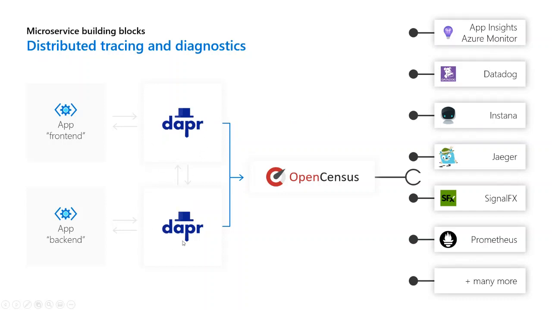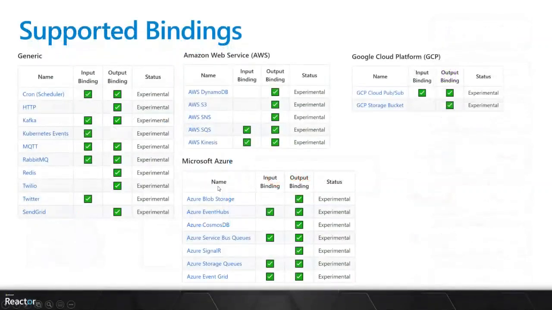So Dapr provides you this distributed tracing building block, which you can use. These are the supported bindings which currently exist. You see that most of them are experimental. So you can go with Kafka, RabbitMQ. These are some generic libraries available.